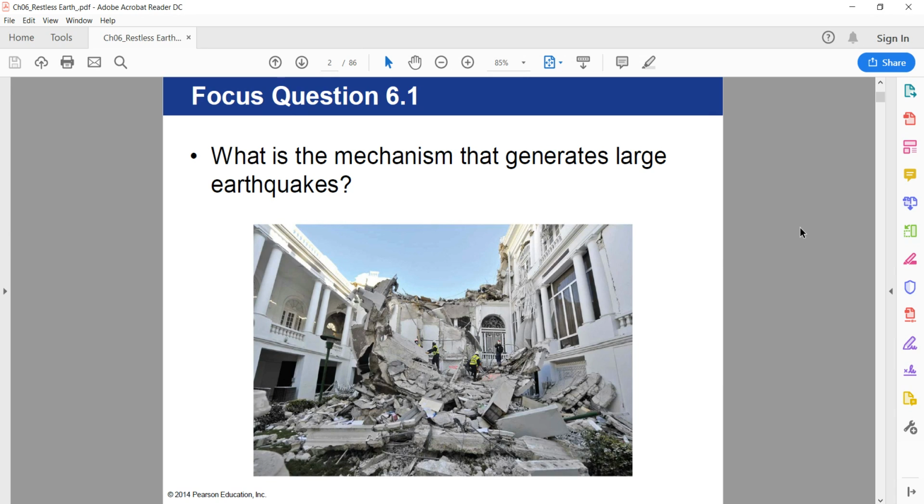Today we will look at chapter 6, which is earthquakes. And in this chapter we will learn about the mechanism of earthquake, how it happens, where it is more likely to happen, and what are the physics and geological processes responsible for this event.